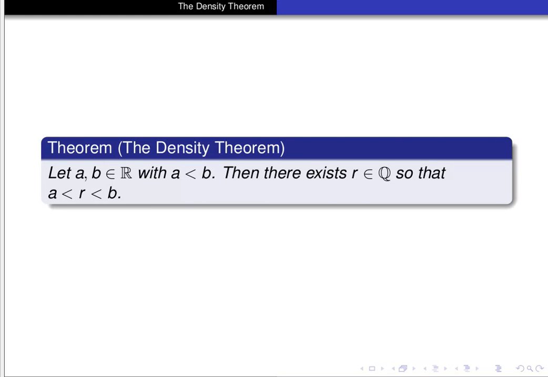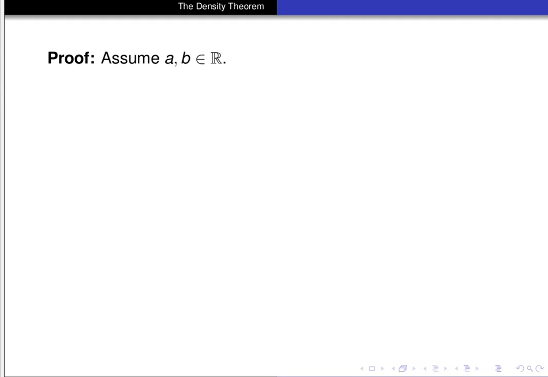The density theorem says that if you have any two real numbers, a and b, with a less than b, then we can find a rational number between them. So we can find an element r in the rationals Q, so that a is less than r and r is less than b. So let's assume a and b are elements of the reals, the real numbers, and let's assume a is less than b.